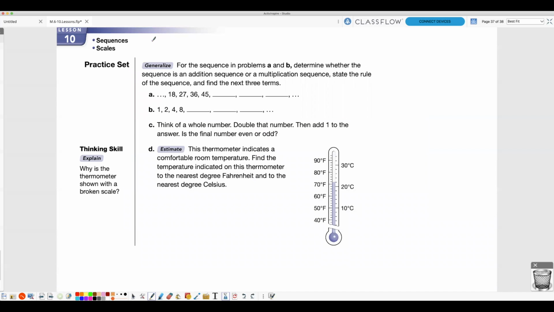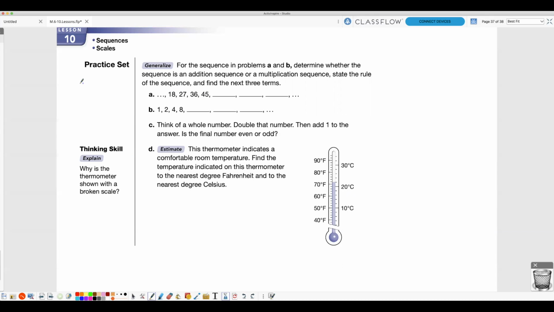All right, let's try the practice set here. For the sequences in problems A and B, determine whether the sequence is an addition sequence or a multiplication sequence, and then find the next three terms. So for letter A, you can see that it has 18, 27, 36, and then 45. In this case, it's an addition pattern. If you look at the numbers, they all have a difference of 9.